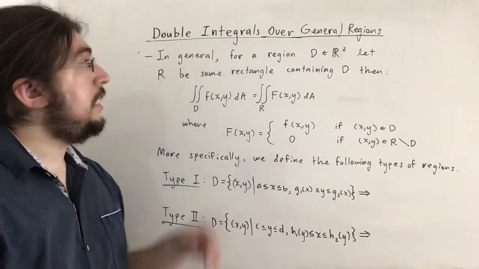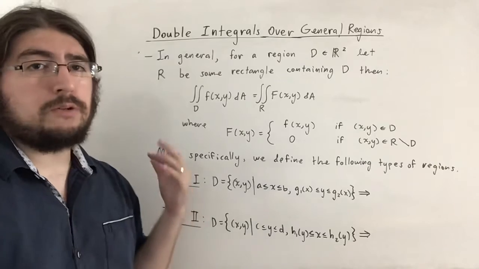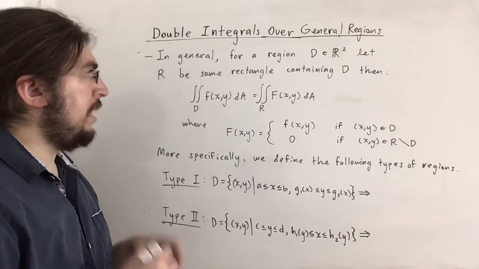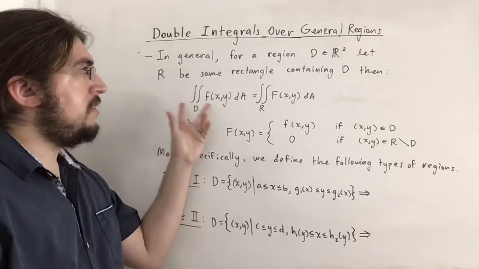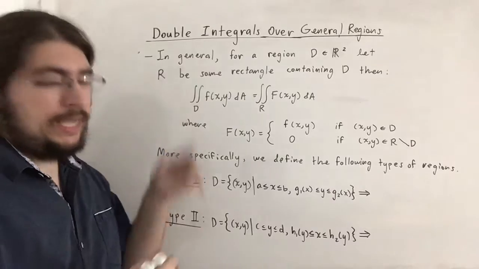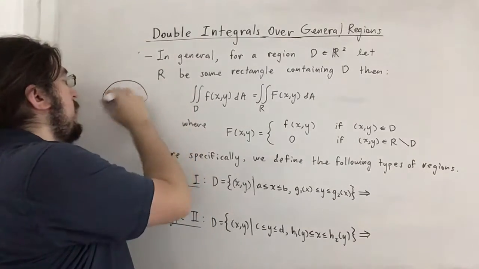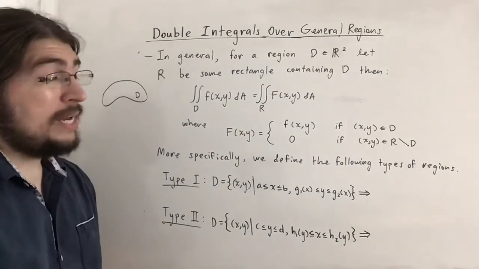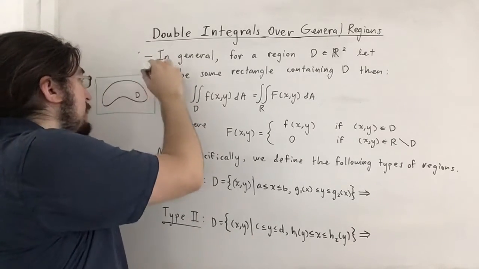Hello everyone, here we'll be discussing double integrals over general regions. In the last video we saw double integrals over rectangles, which are very particular types of regions. Now something you can do to relate these ideas is take the double integral over a general region D. So imagine it looks something like this, kind of weird shape D in R squared, on the xy plane. And you can always find some rectangle R containing D.